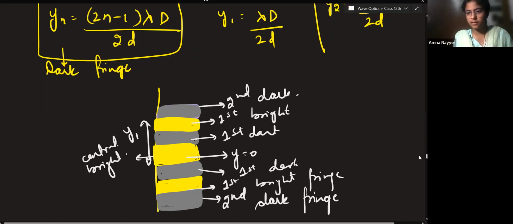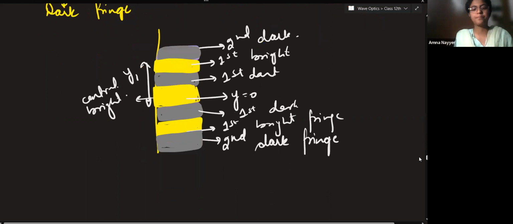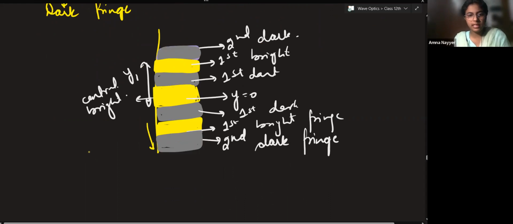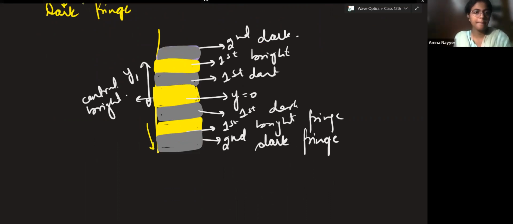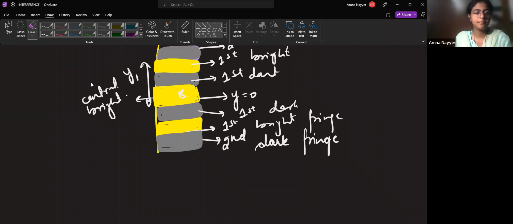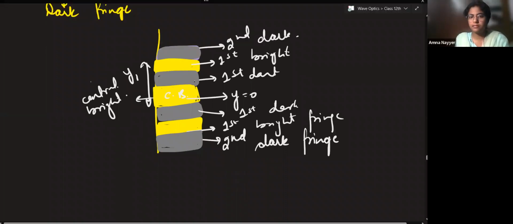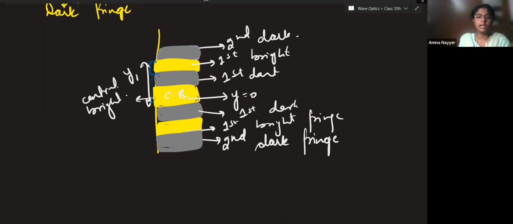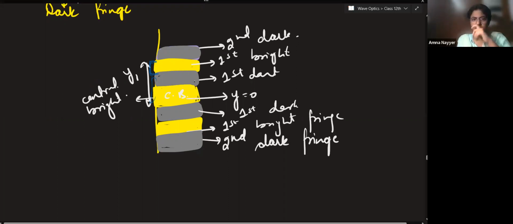See, if you look in this diagram only, if I have this entire length, let's say this is y1, fine. I want to find out this. So if I subtract yn minus 1, I'll get this distance, that is the width of the fringe. That is what we are trying to calculate: the separation between two consecutive dark fringes.